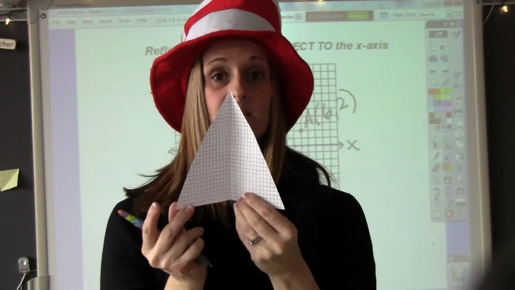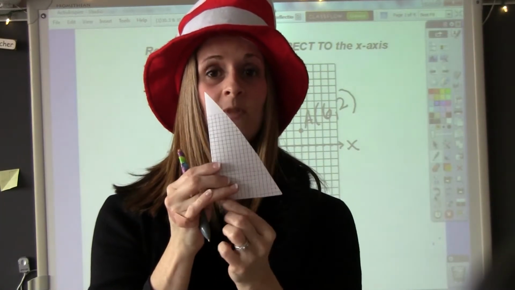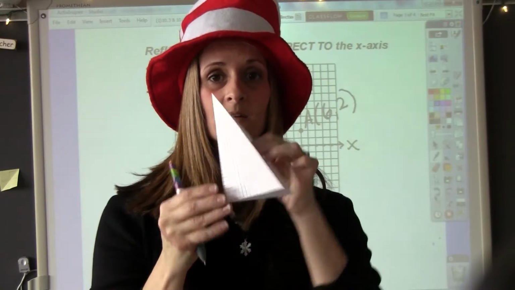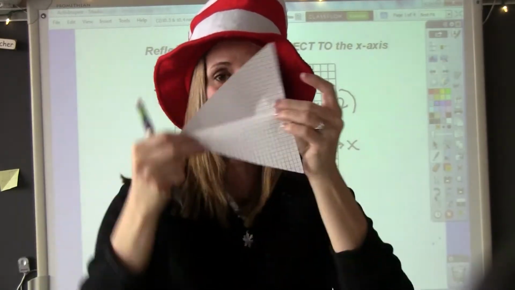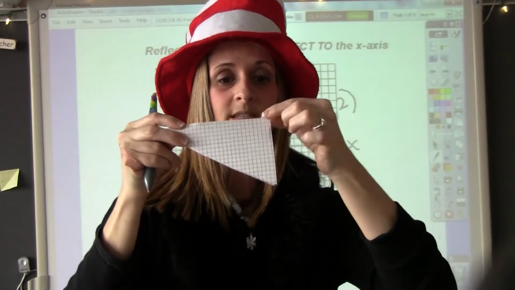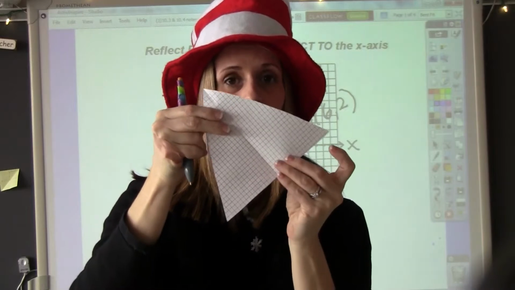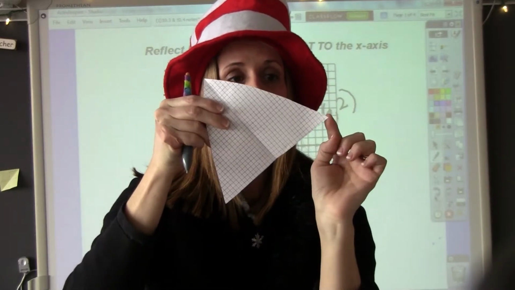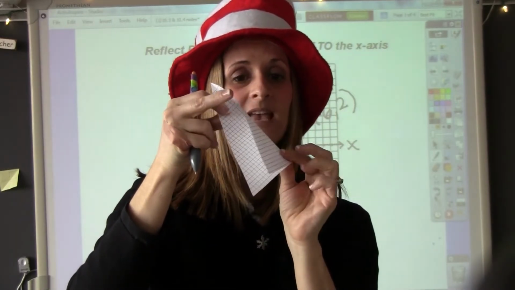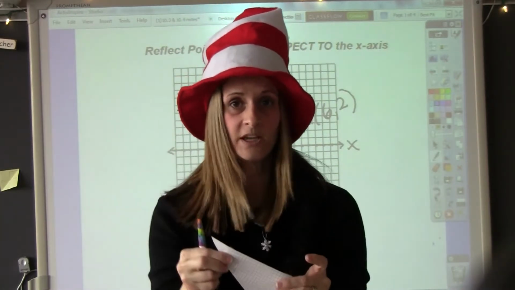When we reflect this point over the line of symmetry, it is the same distance away from the line on the other side. Let's say the line of symmetry is like this, and we're reflecting this point over the line of symmetry. It's the same distance away. Let's say the line of symmetry was a diagonal. This point is being reflected over the line. It's the same distance on the other side. That's the key to reflections.